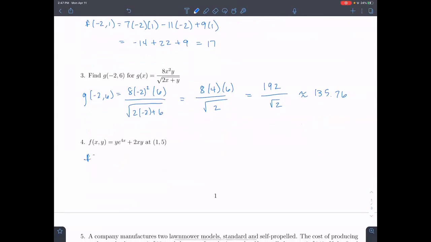Here we're going to do f of 1, 5. So plug in 1 for X and 5 for Y. So 5e to the 4 times 1 plus 2 times 1 times 5. So 5e to the 4th plus 10.